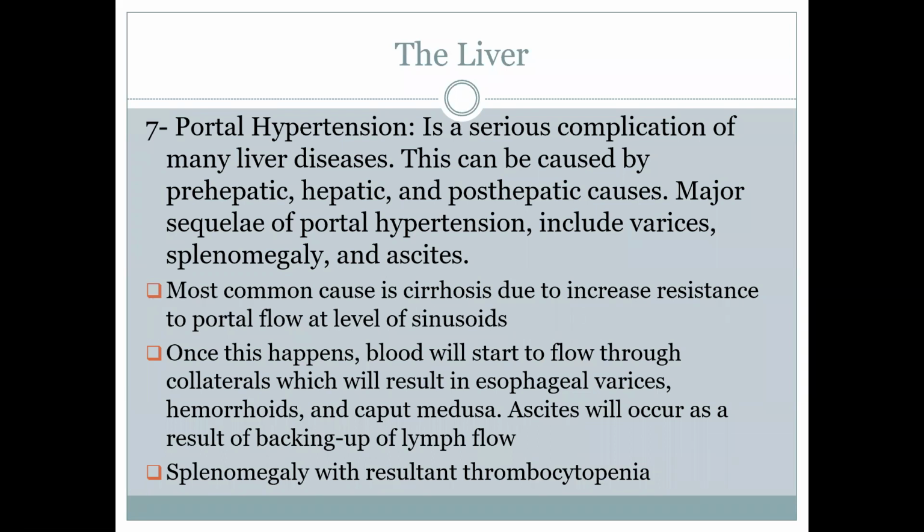Prehepatic causes include obstructive thrombosis. Posthepatic causes include hepatic vein outflow obstruction, such as what you see with Budd-Chiari syndrome. Cirrhosis is the most common cause of portal hypertension and is the dominant hepatic cause. Mechanisms of portal hypertension in cirrhosis include increased resistance to portal flow at the level of the sinusoids and an increased pressure of central veins with perivenular fibrosis and expansile parenchymal nodules.